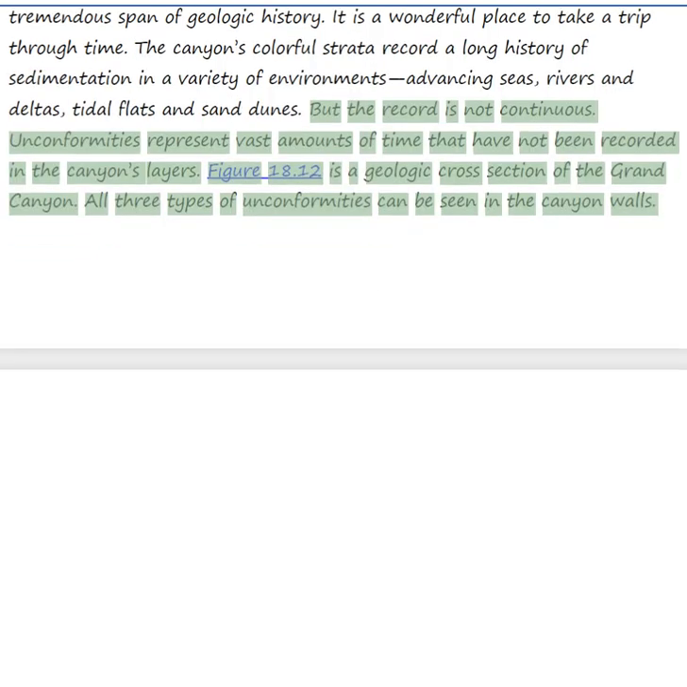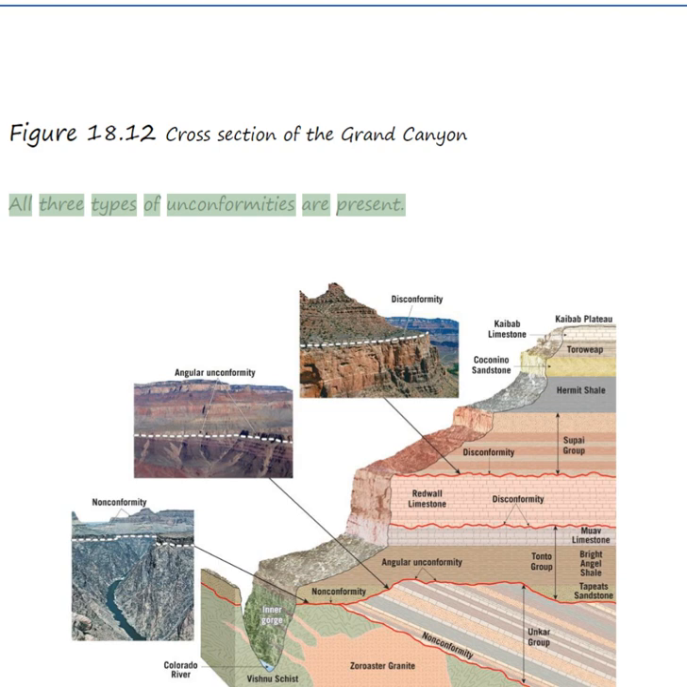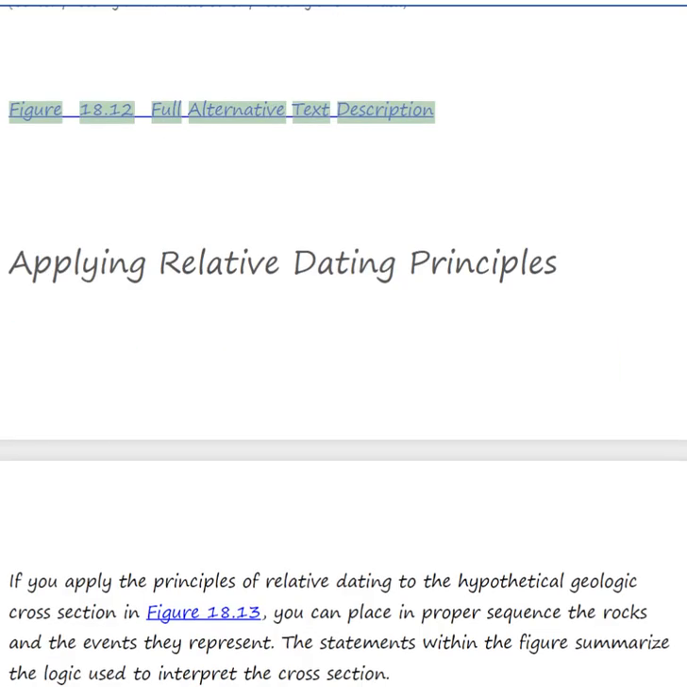But the record is not continuous. Unconformities represent vast amounts of time that have not been recorded in the canyon's layers. Figure 18.12 is a geologic cross-section of the Grand Canyon. All three types of unconformities can be seen in the canyon walls. Figure 18.11 Nonconformity. All three types of unconformities are present. Figure 18.12 Full alternative text description.